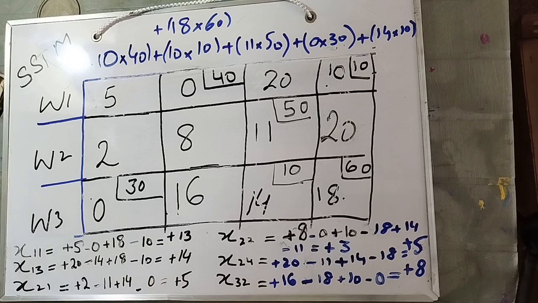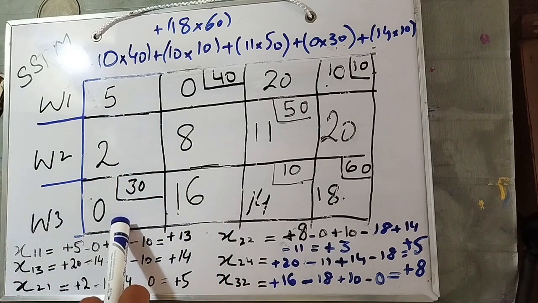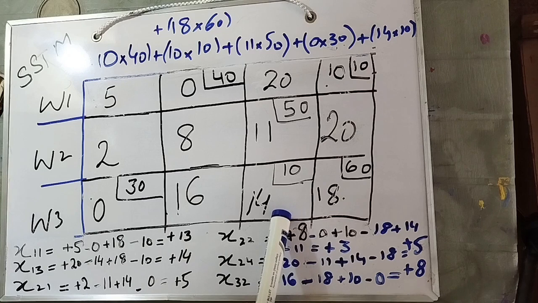Next, we move ahead to the x21. For the x21, you see plus 2. For the plus 2, we have a choice of 5 or 0. So 5 is unallocated, 0 is allocated. Yes, we may go over here. So 0 is allocated. So is it helping us in making the loop? You see 14, 11. Yes, it is helping us.